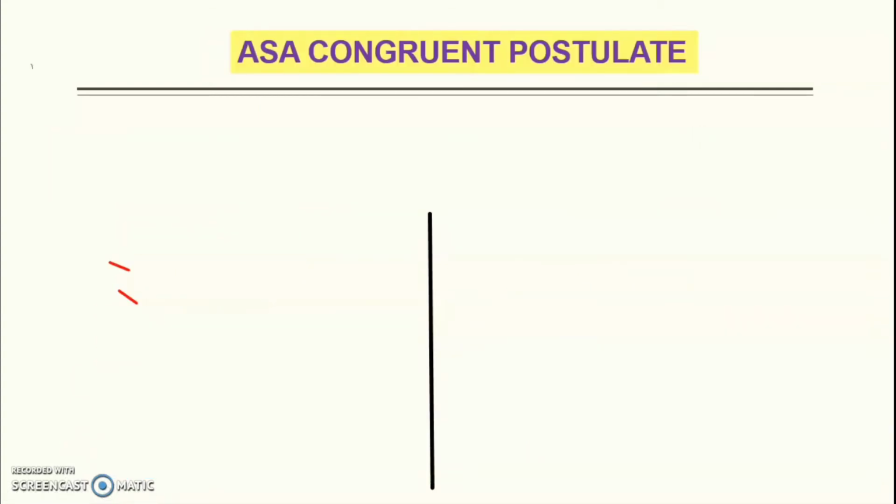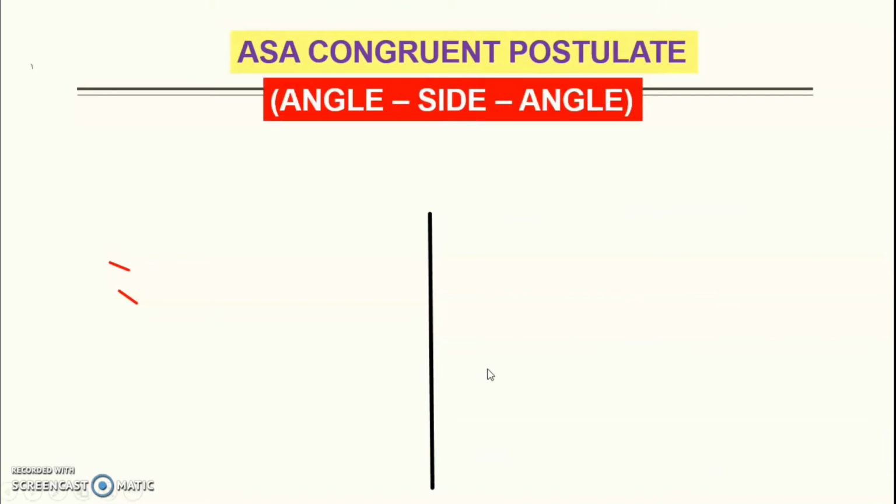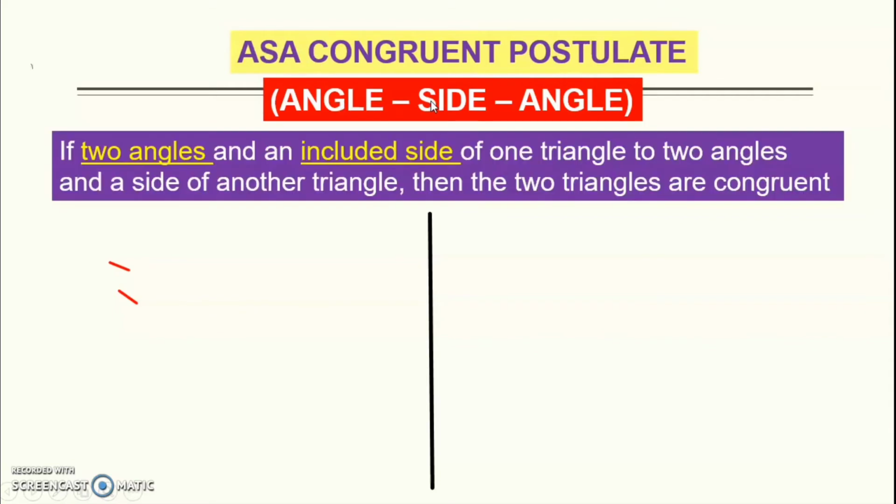So, ASA congruent postulate naman tayo. Angle, side, angle. So, included side naman ang meron, or in between ng dalawang angle ay side. So, ASA congruent postulate. Angle, side, angle. So, ang gitna is side. If two angles and an included side of a triangle are congruent to two angles and the included side of another triangle, then the two triangles are congruent.